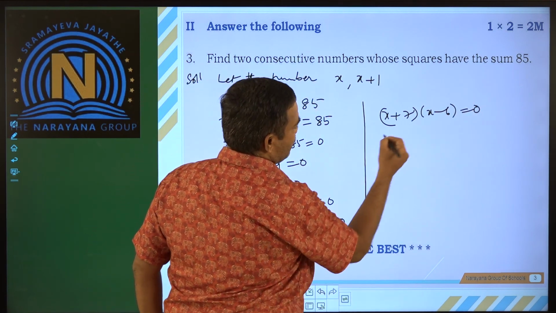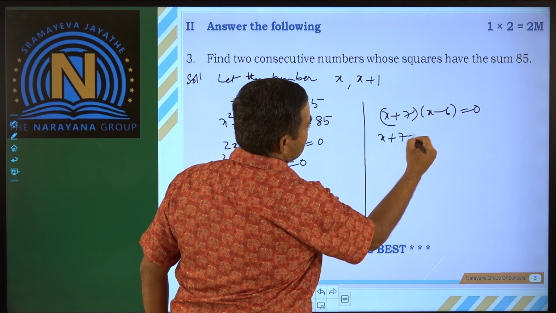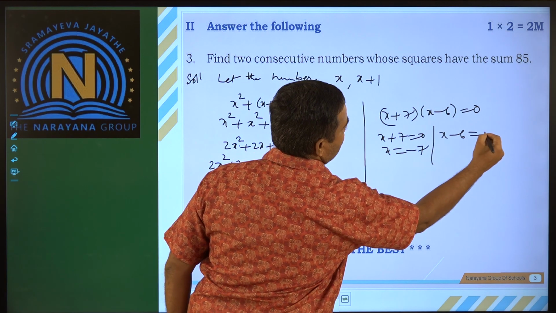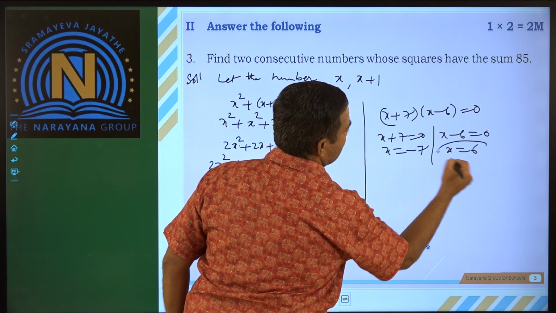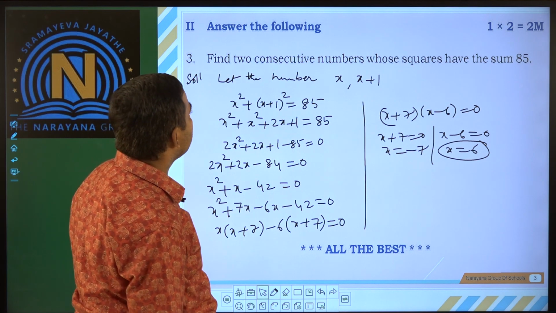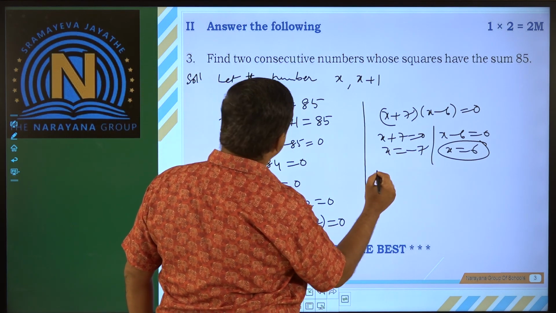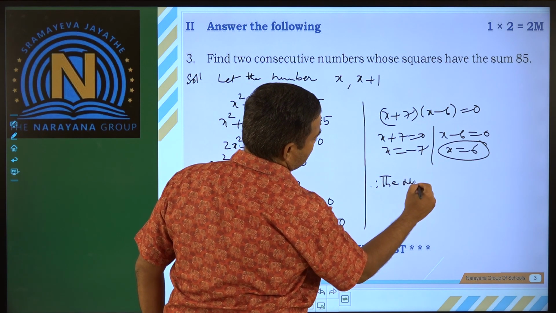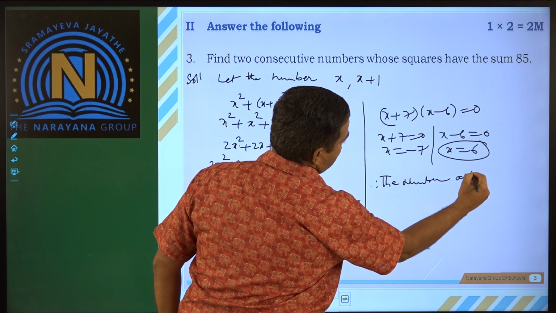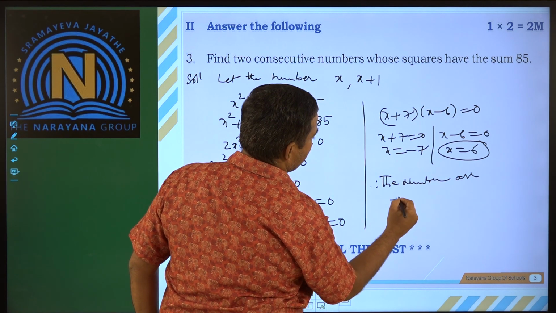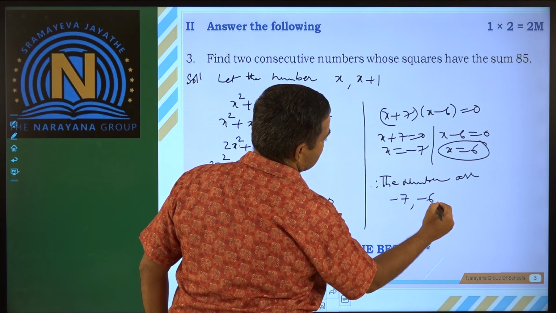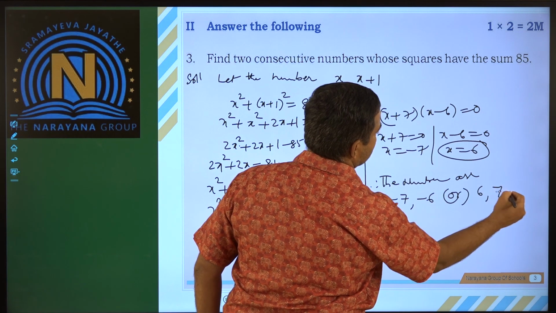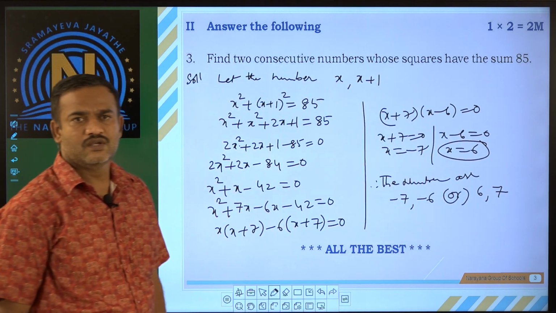Now each one is 0, means x plus 7 is equal to 0, x is equal to minus 7, and x minus 6 is equal to 0, x is equal to 6. Therefore the numbers are minus 7, minus 6, or if you take x equal to 6, 6 comma 6 plus 1, 7. These are the solutions of the equation.